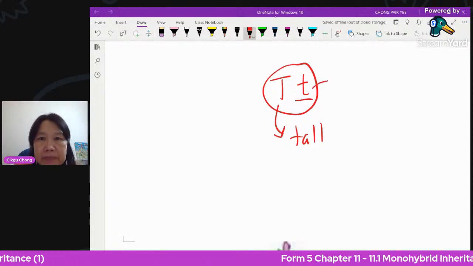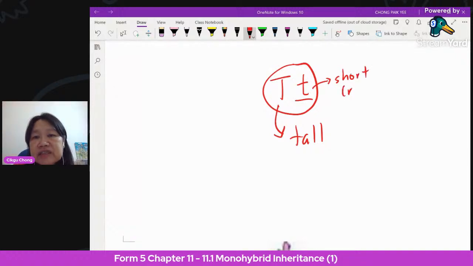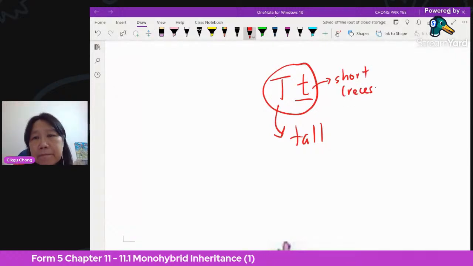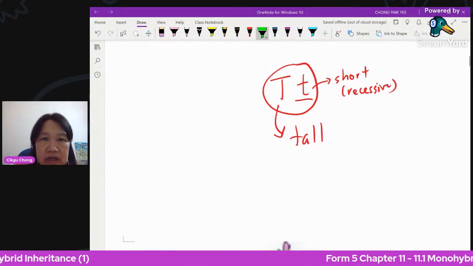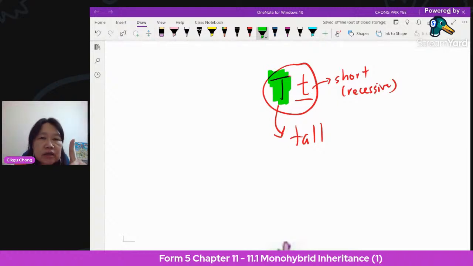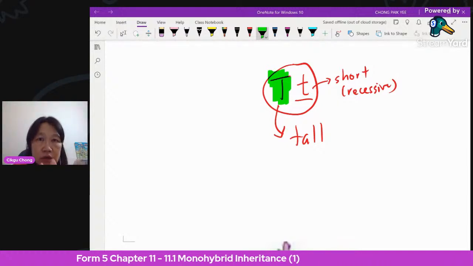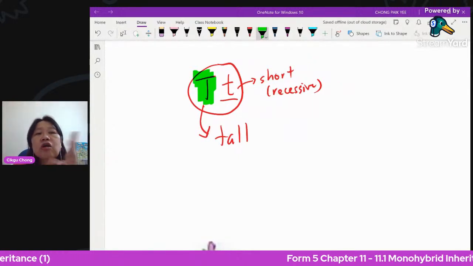Don't care whether you got the short gene also. This is a short gene, but because it is recessive, it will be covered up by the tall gene. This is dominant. With a dominant, you just need one. It will show already. It will show the tall feature. Now if it is recessive, it cannot show short because the tall is stronger.